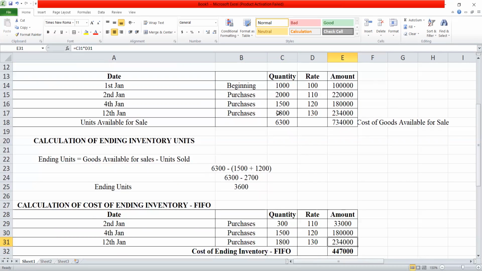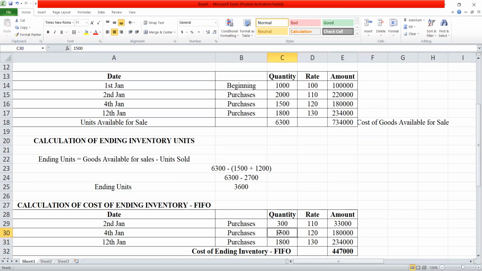Before 1,800 units, we purchased 1,500 units, and our ending inventory is 3,600. We have only included 1,800 here, so units are still missing. So we put this 1,500 units here as well, and the total cost is 1,80,000. Now 1,800 plus 1,500 is 3,300, but the units available in our ending inventory is 3,600.